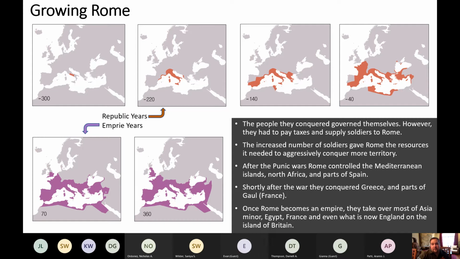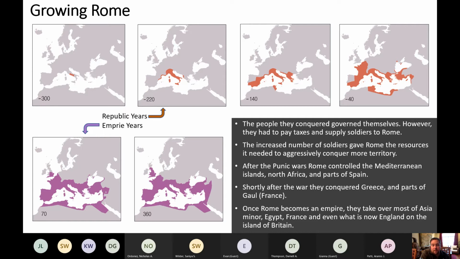So the people they conquered governed themselves for the most part in Rome. However, they had to pay taxes and supply soldiers to Rome. The increased number of soldiers gave Rome the resources it needed to aggressively conquer more territory. After the Punic War, Rome controlled the Mediterranean islands, North Africa, and parts of Spain. Shortly after the war, they conquered Greece and parts of Gaul, or France.